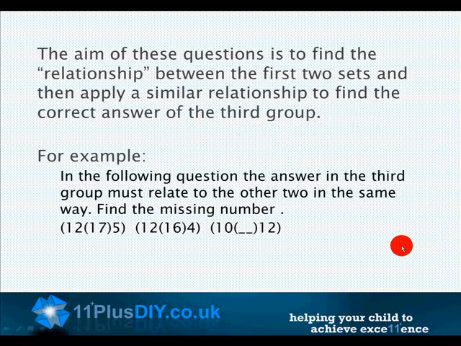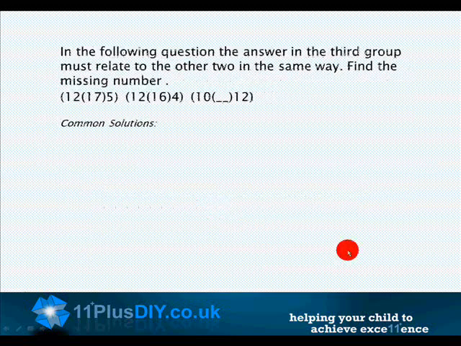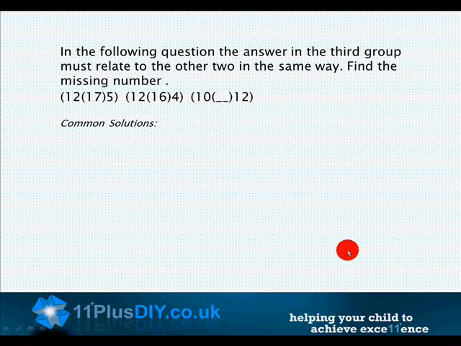The aim of these questions is to find the relationship between the first two sets and then apply a sub-relationship to find the correct answer in the third group. For example, in the following question, the answer in the third group must relate to the other two in the same way. We need to find the missing number. So let's have a look at this question in more detail.